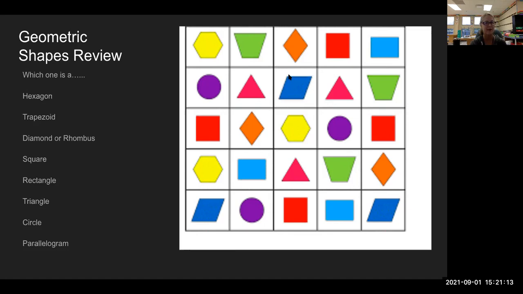This is our parallelogram. Actually, squares and rectangles are also parallelograms. That just means these two lines here are the same and these two lines here are the same. And the square is the same thing. These are the same, these are the same. So that is what makes it a parallelogram.